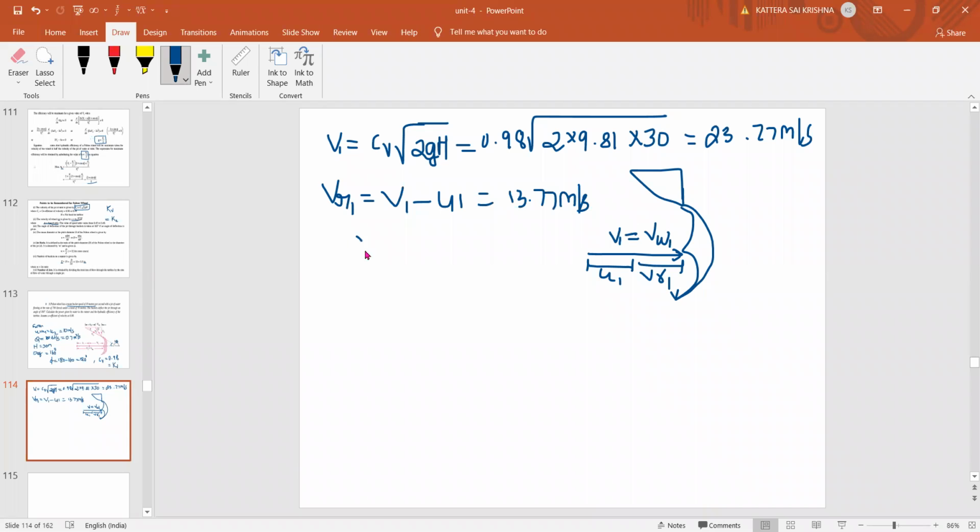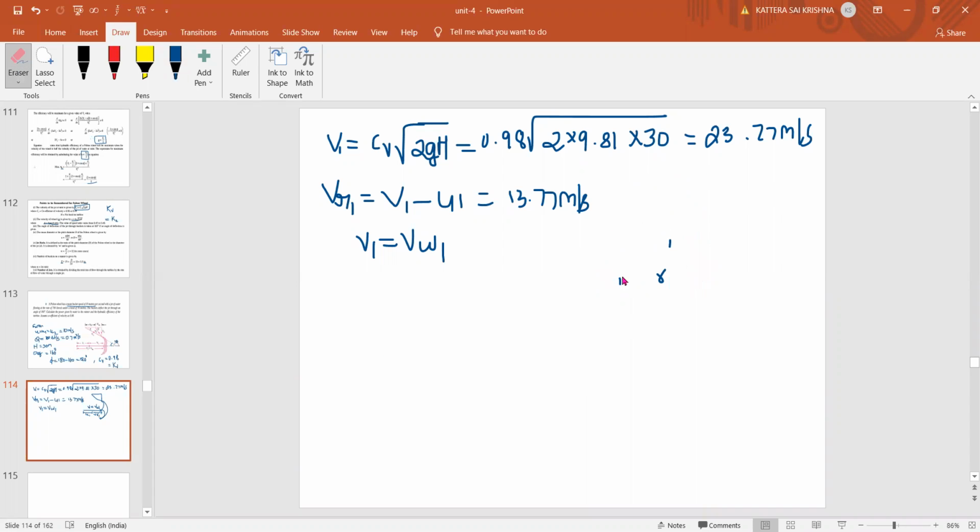And we know V1 is also equal to VW1. Right. So by using the inlet velocities, we need to find V1, VR1 and VW1. It is very easy at the inlet because it is just a straight line. Suppose if you have the triangles, at that time we need to resolve the components. Okay, so just a second.